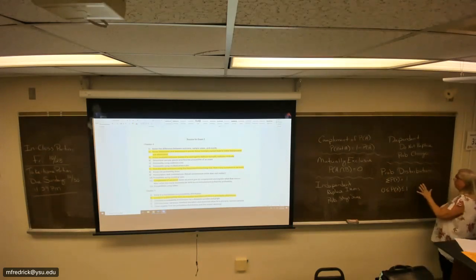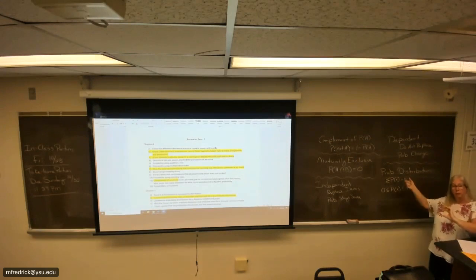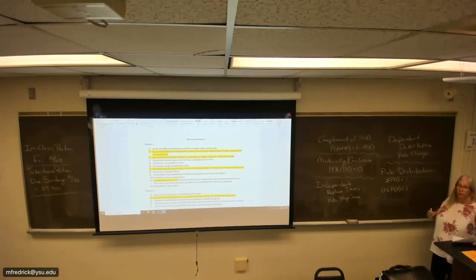So if it's not a probability distribution, I want you to tell me which one it fails or if it fails both of them. So when you're explaining it, you need to use both of these. Show that they add up to 1 and say that they're all between 0 and 1. Or if one of them's not, let's say they don't add to 1. But I want both of those in there.